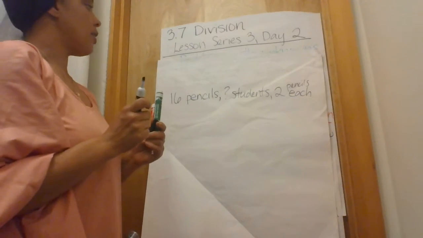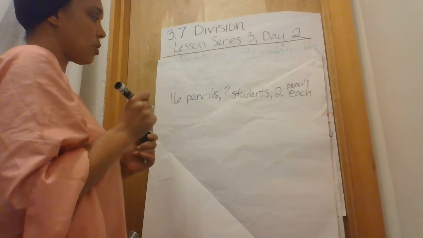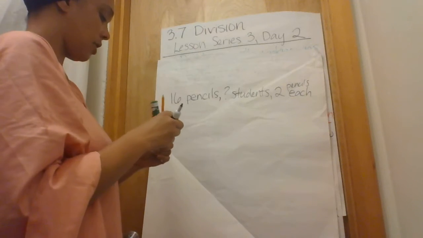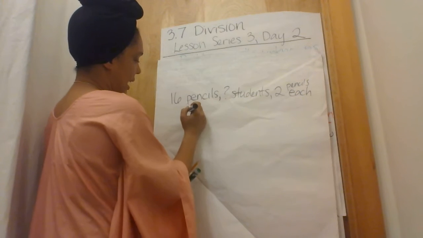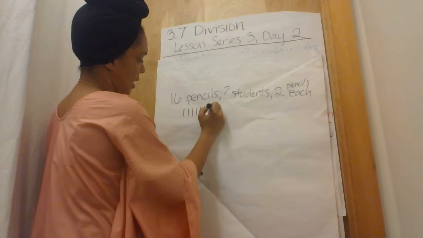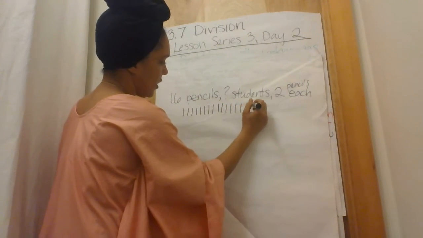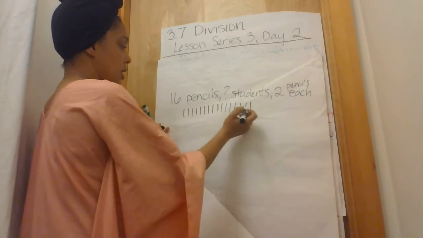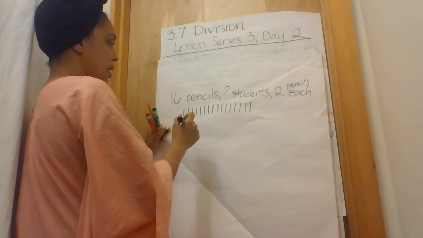So let's write this out. Let's draw a picture that matches that story, and then let's write an equation that will match it. That's the first thing we're going to do. If I have 16 pencils, I'm going to use tally marks: 1, 2, 3, 4, 5, 6, 7, 8, 9, 10, 11, 12, 13, 14, 15, 16. So here's my 16 pencils. This is my representation, or my visual.